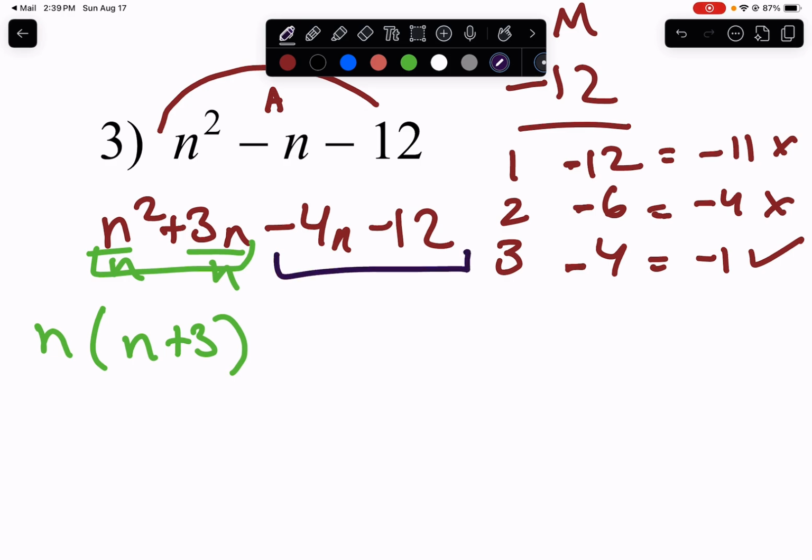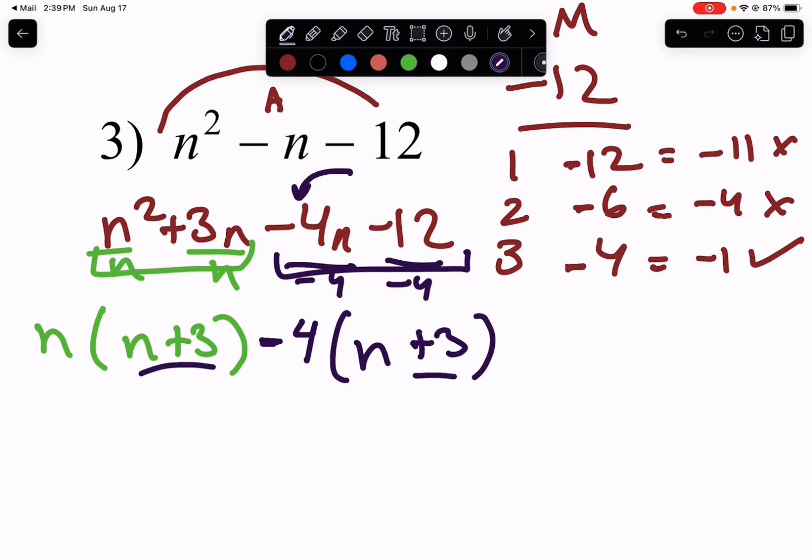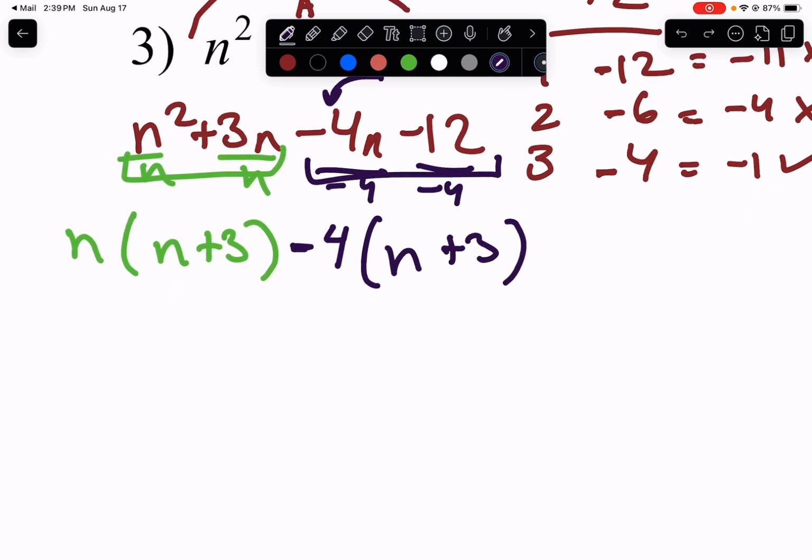Here, remember, if this leading term is negative, we're definitely going to want to take a negative out, because the first term in the grouping is negative. And I look, I got 4 and 12, so I'm going to take a 4 out. I divide by negative 4, and I'm going to be left with n plus 3. These guys match up, so we are good to go. My final answer here is going to be n minus 4 and n plus 3.